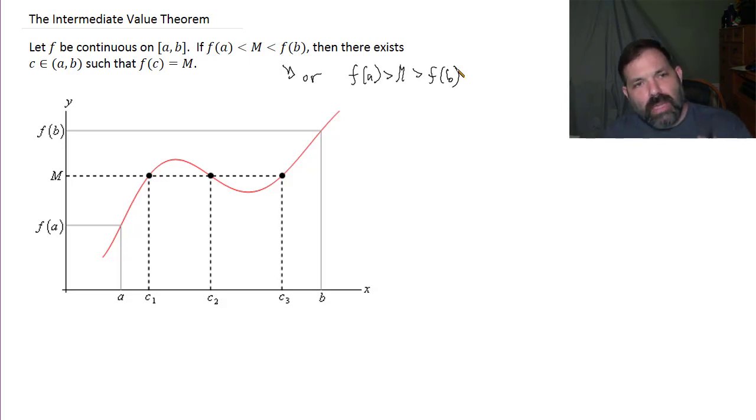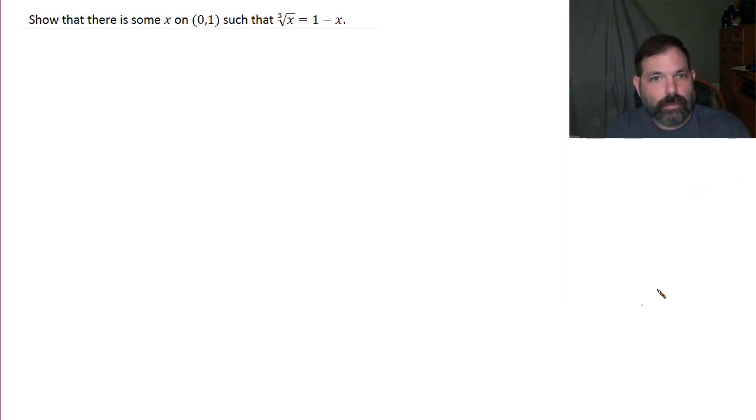All right, so an immediate result of this intermediate value theorem is it allows us to find that roots of an equation must exist. It doesn't, again, tell us how to find them, just that they must exist. So let's see an example of how we could use the intermediate value theorem to prove existence of a root of an equation or a function. Here we're asked to show that there is some x on the open interval (0, 1) such that the cube root of x is equal to 1 minus x.